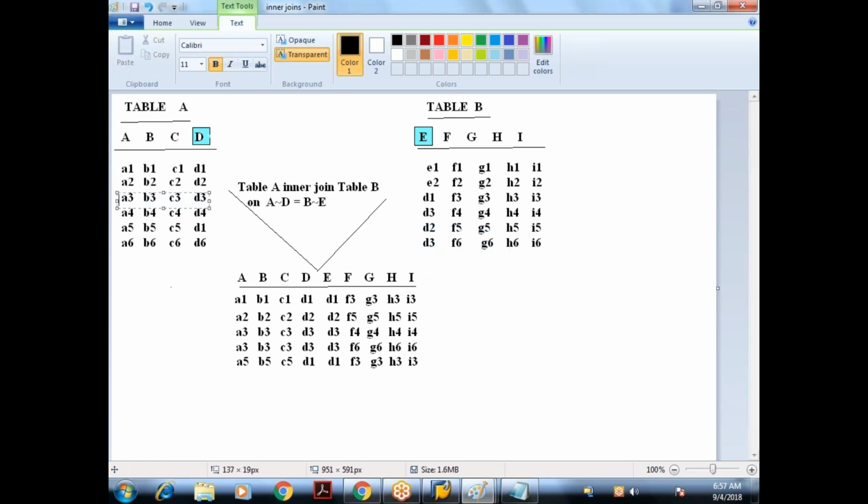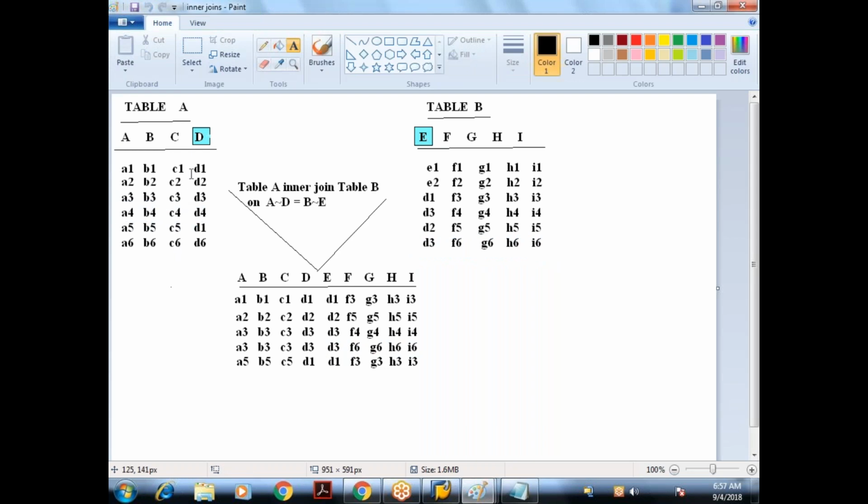First row is A3, B3, C3, D3. What is the first matching row? D3, F4, G4, H4, I4. Again, the same row from the left hand side table, A3, B3, C3, D3. What is the other matching row? The sixth row. D3, F6, G6, H6 and I6. Done.